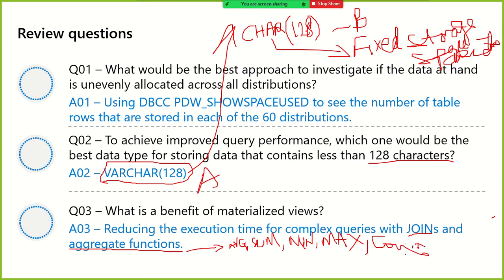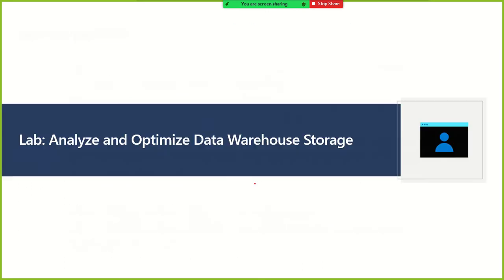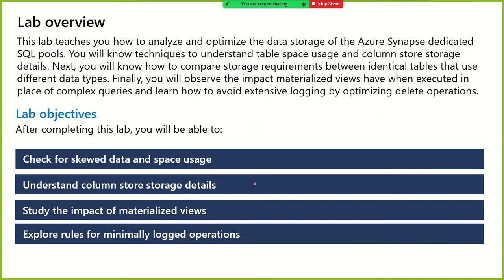So when you have a saved query based on multiple columns using aggregate function, that is called the materialized view, and this also help to reduce execution time for complex query. And that is the end of lesson 11.